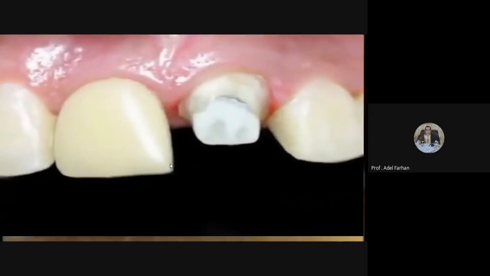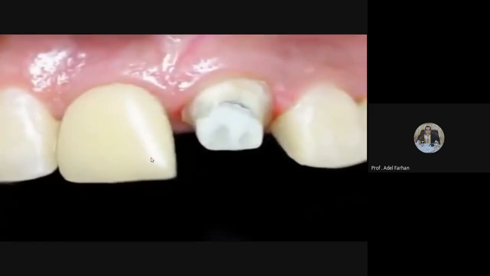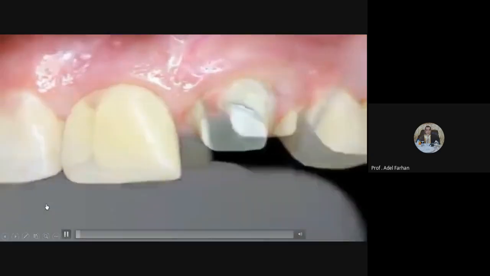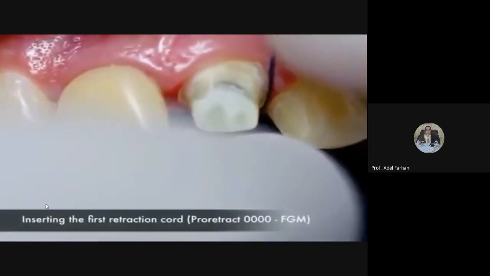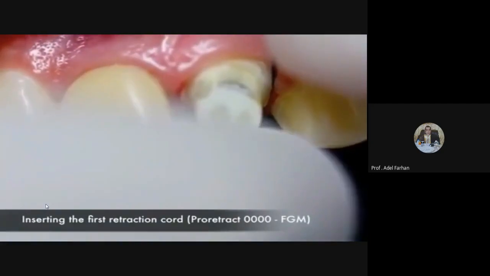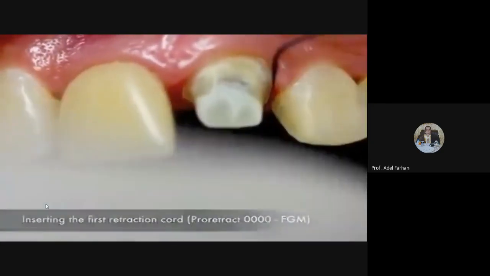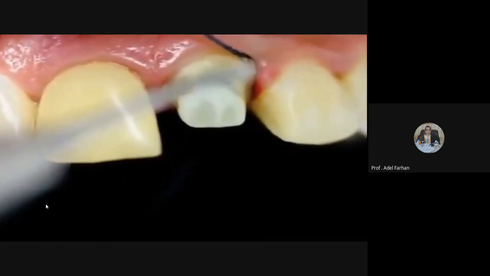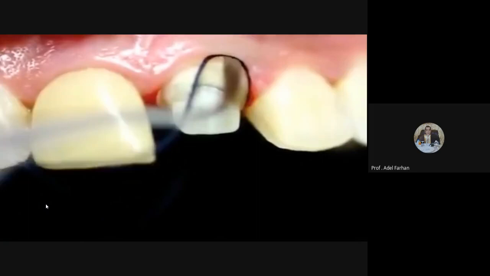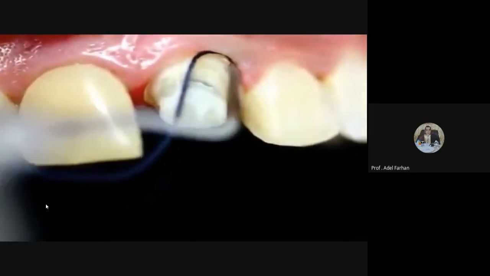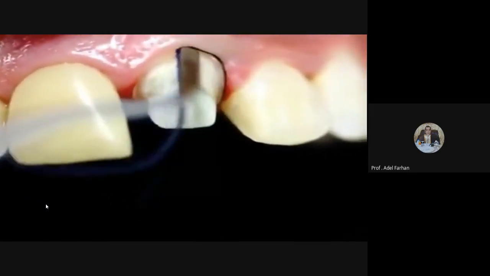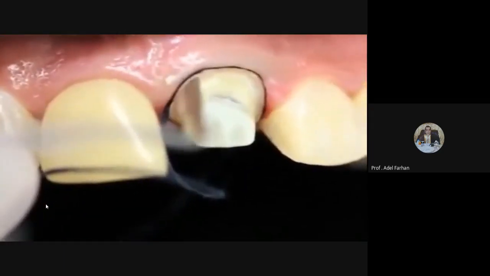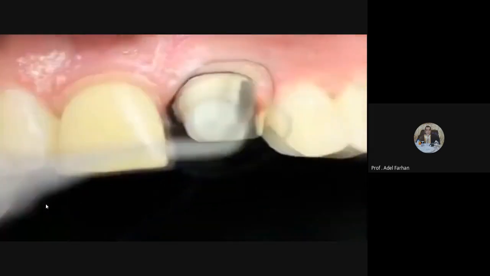We are showing you different ways of doing retraction. This technique starts from the interproximal: you tighten the cord so that it goes in easily interproximally, then you pack it, following the circumference of the tooth. Use the retraction packing instrument to pack the retraction cord all around the tooth.